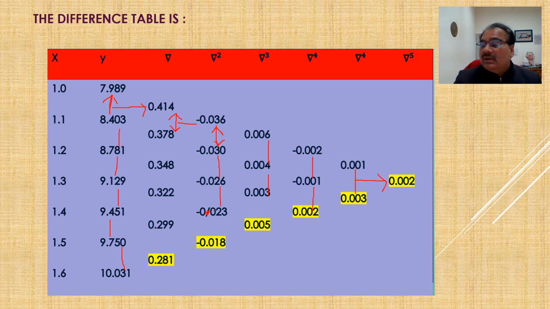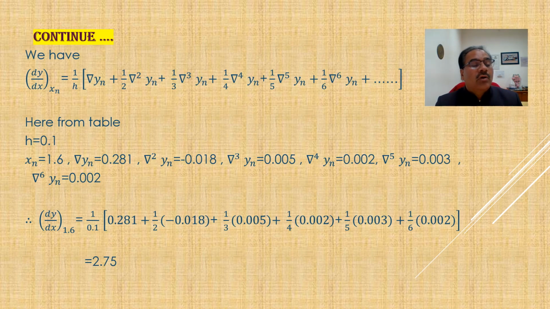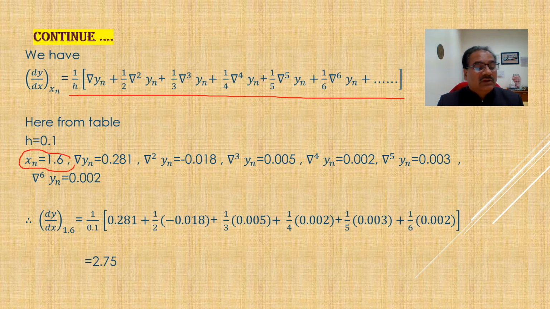In this way you can prepare the difference table, and now after putting all the values here, you will get all the values. From the table, h is 0.01, x_n is 1.6, del y_n is 0.281, del square y_n is minus 0.018, del cube y_n is 0.005, del power 4 is 0.002, del power 5 is 0.003, and del power 6 is 0.002. In this way, dy over dx at 1.6 you will get as 2.75.